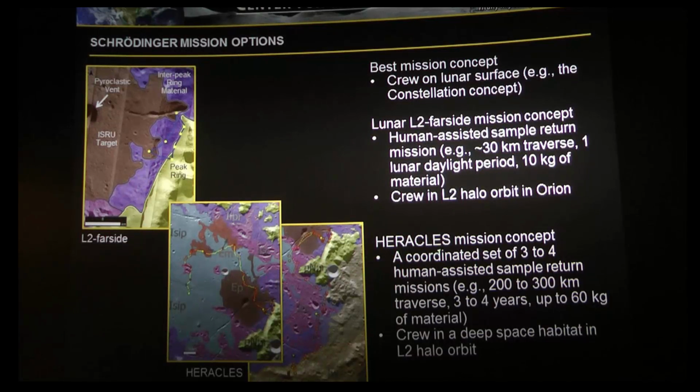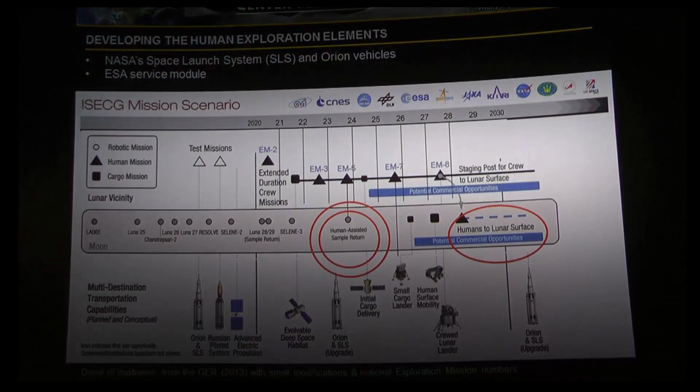We've also done an investigation of something called the Heracles concept, and this is a mission where the rover would spend 3 to 4 years on the surface and send 3 to 4 packages of rocks into orbit where the astronauts would pick them up. Here is a timeline that illustrates what we have in mind.